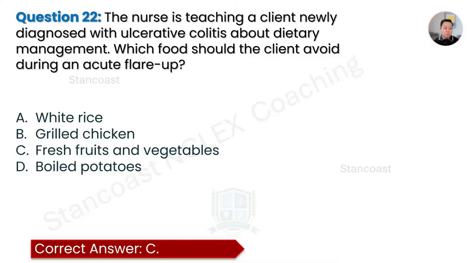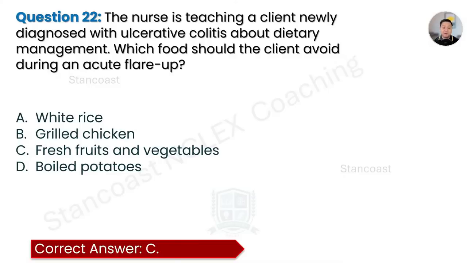Now, we have letter A as one of the incorrect options here. White rice is a low residue food, which is basically easy to digest, and less likely to irritate inflamed bowel during an acute flare-up. Now, letter B, grilled chicken, is a good source of protein that is gentle on the digestive system. It does not worsen symptoms. We have letter D, boiled potatoes, which are also considered as low residue food that is safe to consume during an acute flare-up.